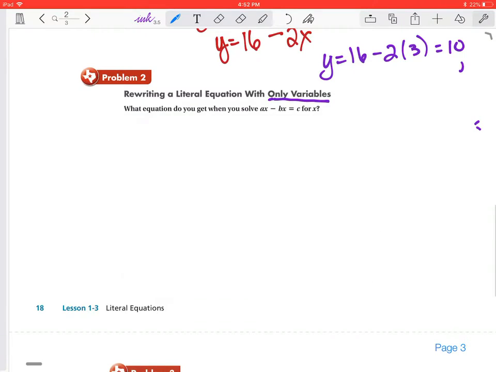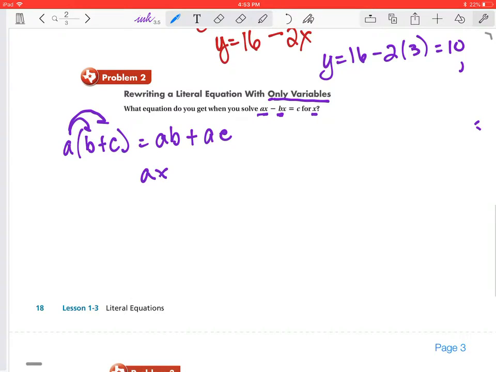Now, if we think back all the way to our distribution properties, if I have a times b plus c, that means I have to distribute a times b times a times c. So that would be a times b plus a times c. Okay? Well, if I look at this, and it wants me to solve for x, I notice something in my equation. I've got x here and x there. If I look back at my first one on my distribution, I have a there and a there. Well, that means that I can say the same thing.